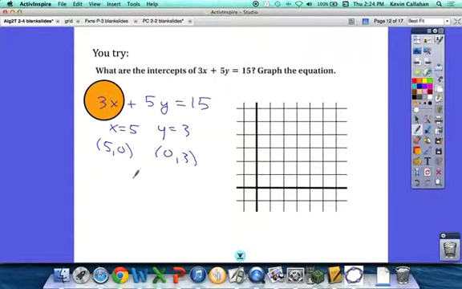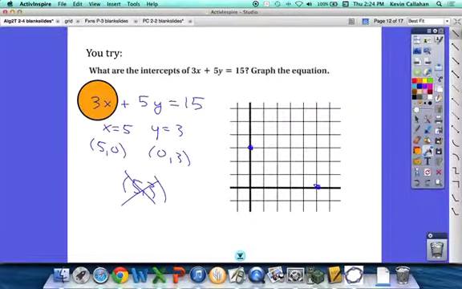It's not the point 5, 3. That is not a point on our graph. 5, 0 and 0, 3 are points. So 5, 0 would be here, 0, 3 would be here. Draw a line. And that's pretty close.